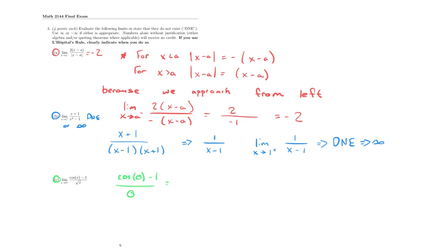But if I go ahead and simplify this some, I see that I'm getting 0 over 0. So 0 over 0 is an indeterminate form. So because this is indeterminate, we can apply L'Hopital's rule.